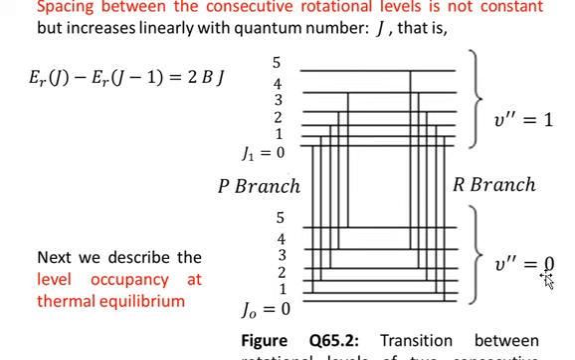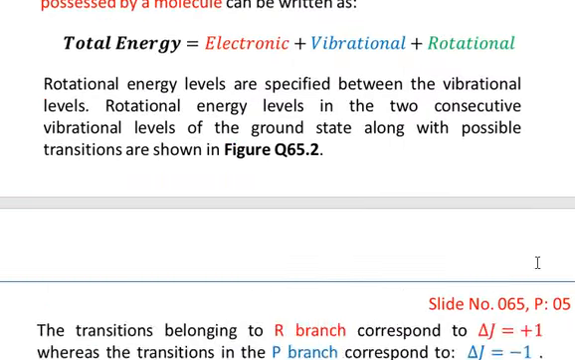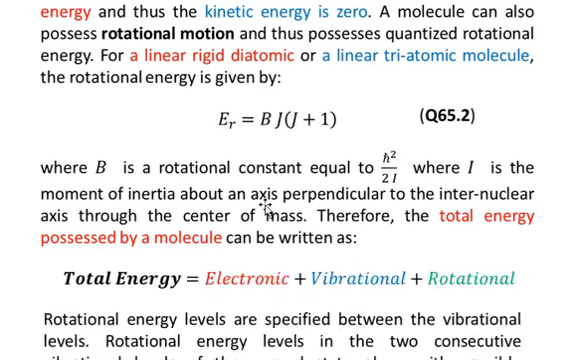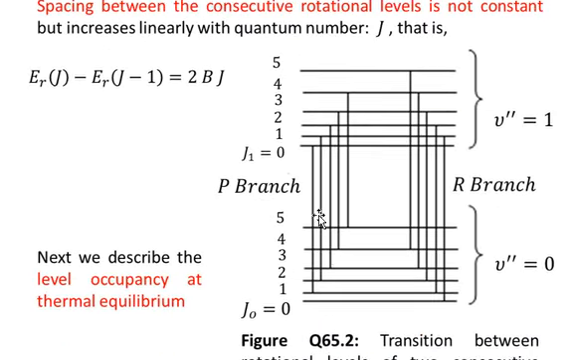So V double prime equal to 0 and V double prime equal to 1 are the two vibrational levels of the ground electronic state of the molecule. You see that I have also shown these two vibrational levels over here, V double prime equal to 0 level and V double prime equal to 1 level, by single lines. But you know that I have shown as many lines because these are the rotational levels corresponding to each vibrational level. For example, V double prime equal to 0.